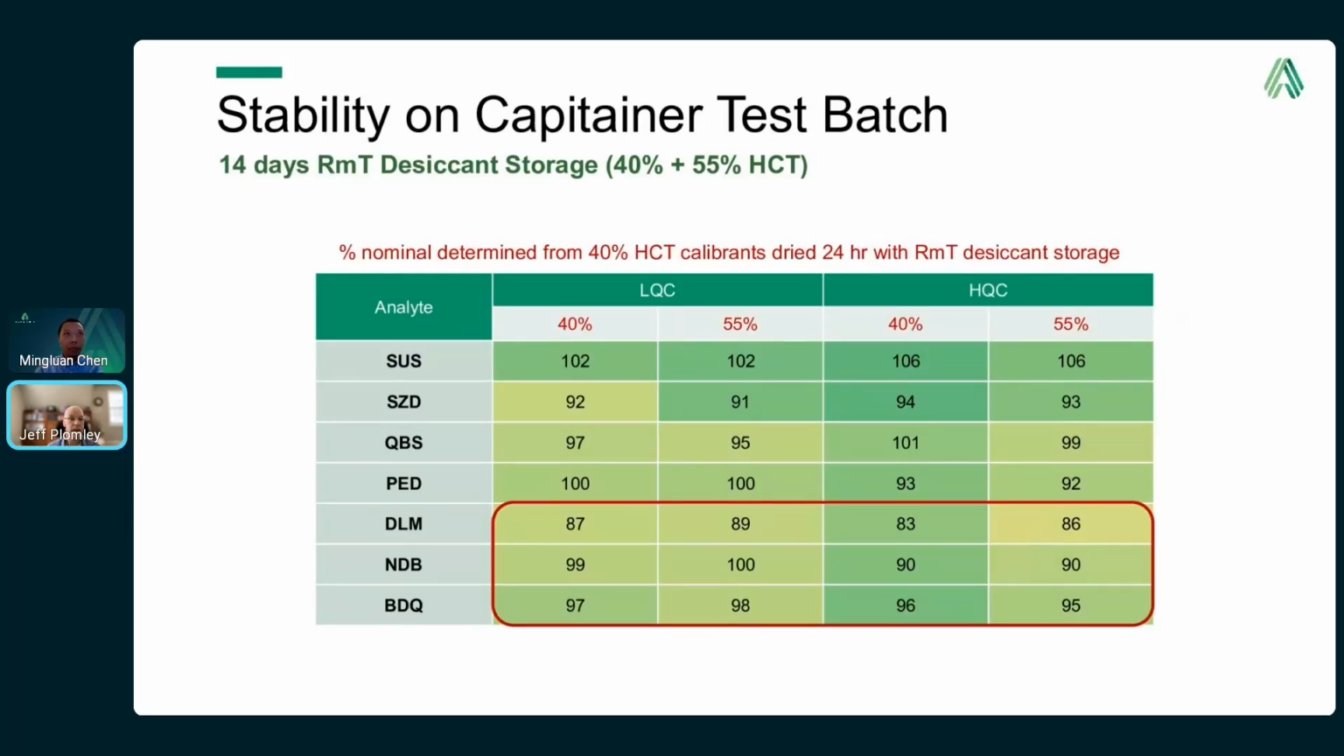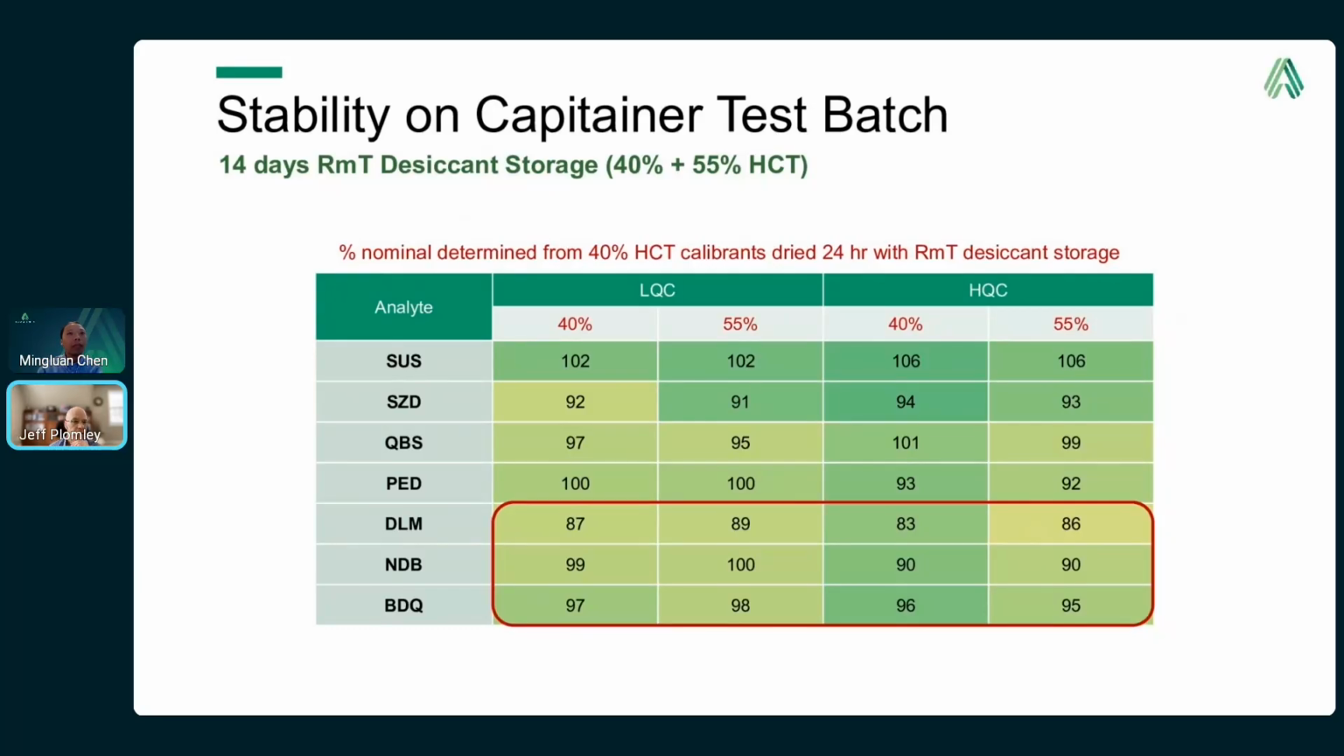Finally, the microsample stability on the Capitainer test batch at 40% and 55% hematocrit with room temperature desiccant storage for 14 days indicates acceptable performance. Delamanid is not quite meeting the acceptance criteria at high QC levels, so perhaps a bit of further refinement might be necessary. But delamanid really is the most reactive species on untreated cards. We observe 50% degradation within 24 hours in the presence of desiccant.